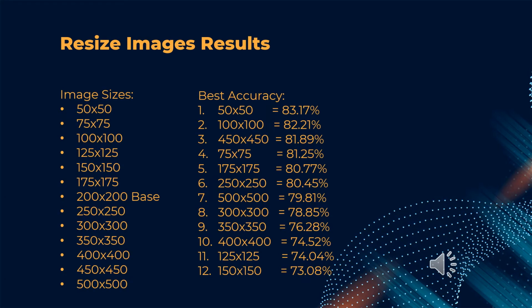Okay, so now let's go over the resizing of the image results. So we started from pixel size 50 by 50, and then we increased it by 25 after each iteration. We ended it at 500 by 500, and on the right here we have our best accuracy. As we can see, the first accuracy is the best at 50 by 50, and 100 by 100, and so on.